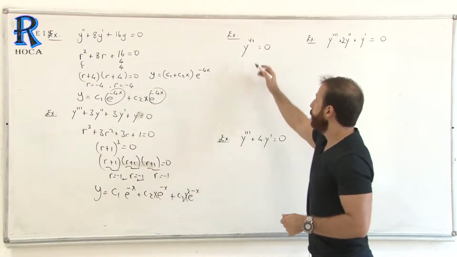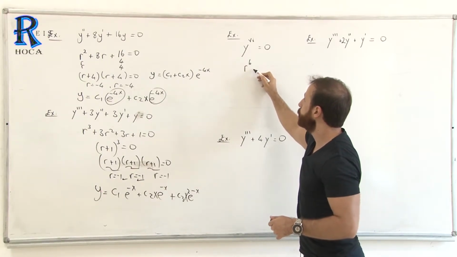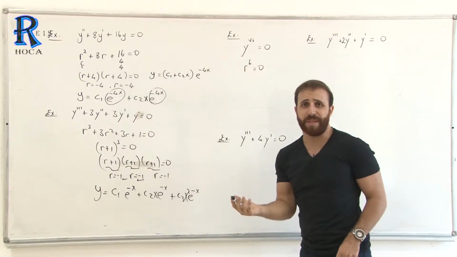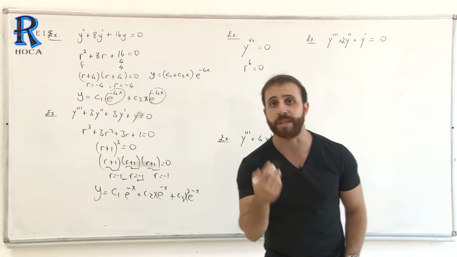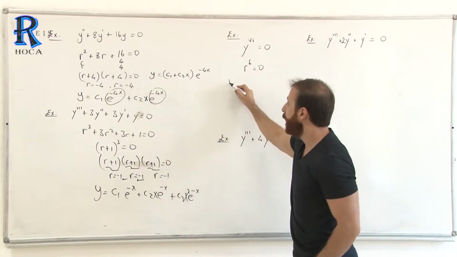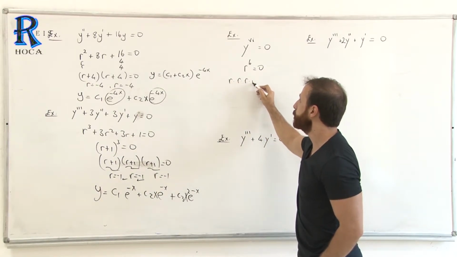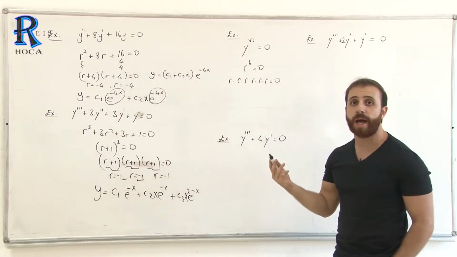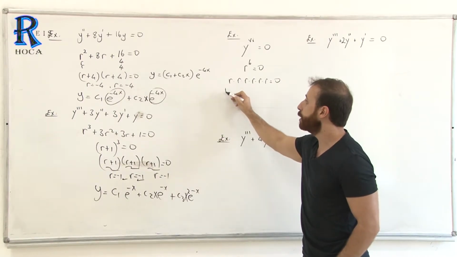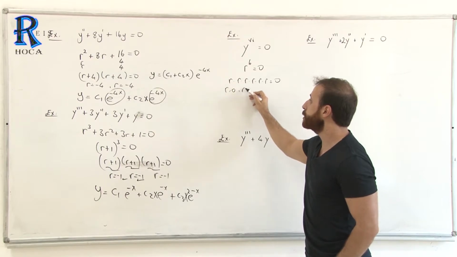Continue. This is r to the power of 6 equals 0. So directly r equals 0? No, you will miss roots. R to the power of 6 means r times r times r times r times r times r equals 0, so 6 times r. Equalize this part to 0, equalize this part to 0.